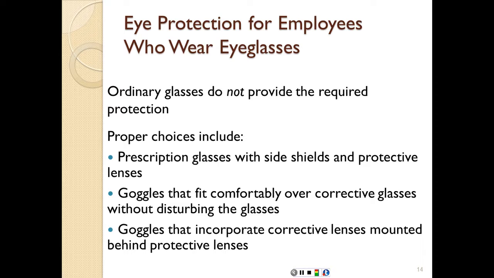Ordinary glasses do not provide the required protection because the lenses can shatter, for example, upon impact or upon being hit by something, and they cannot provide the proper shading as well. Proper choices include prescription glasses with side shields and protective lenses to cover the side of the eyes as well from any debris. Goggles that fit comfortably over corrective glasses without disturbing the glasses. So in addition to wearing the glasses, you're going to wear the goggles on top of them. And goggles that can incorporate corrective lenses mounted behind the protective lenses. So it's going to act as an eyeglass and as a protective goggle at the same time.